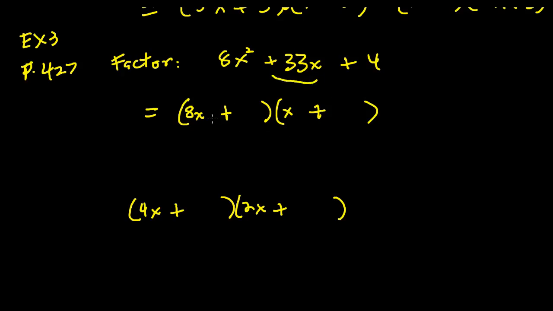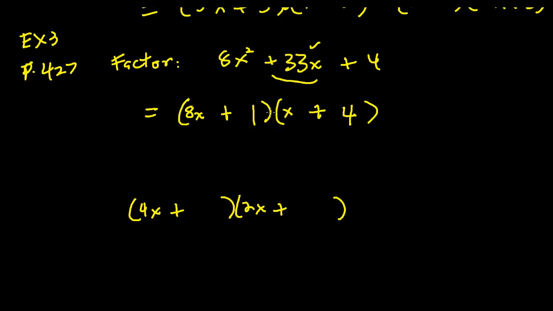Now I know that 4 times 8 is 32, and this is kind of a large number relatively in the second coefficient here. Let me try a 4 here, because then if the inner product is a plus 1x, the outer product will be 32x, the inner product will be 1x, and that indeed adds up to a 33x. So I think we're almost there. Let's check our answer.